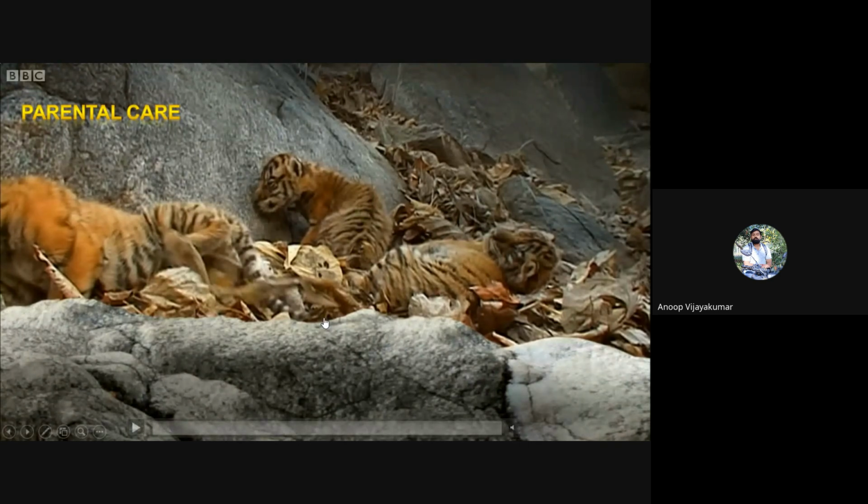That is about the parental care. But in tigers, there is one more behavior I will tell you. Even the mother eats her own cub. In the wild there are some behaviors like that, same as our home cat. If there is a weak tiger cub, even the mother tiger eats the cub.